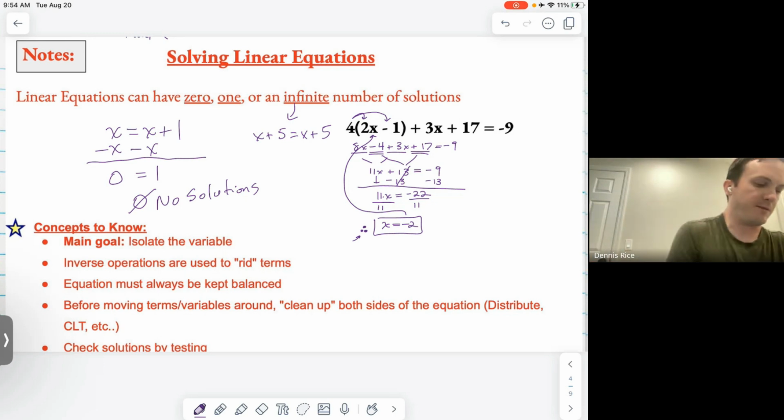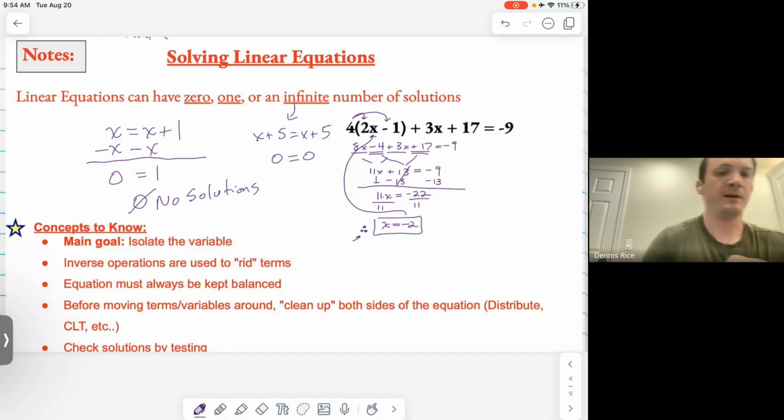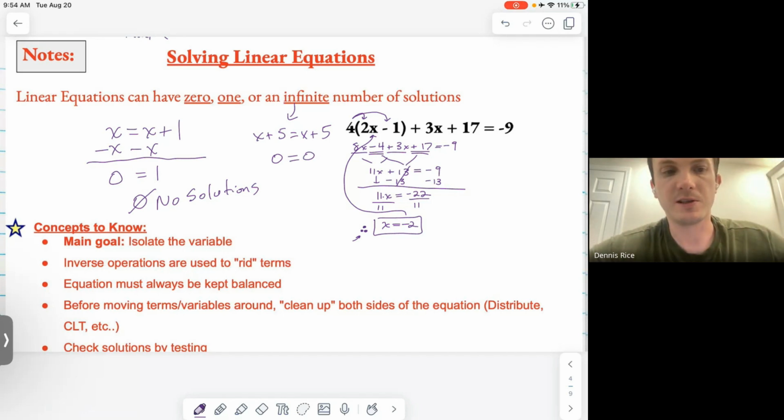With this one, if you were to solve it a little bit further, you'd get to this point: 0 equals 0, which tells me that it is always true regardless of what the variable is. So that's infinite, okay? Very, very common to get one solution, but these exceptions are important to note.